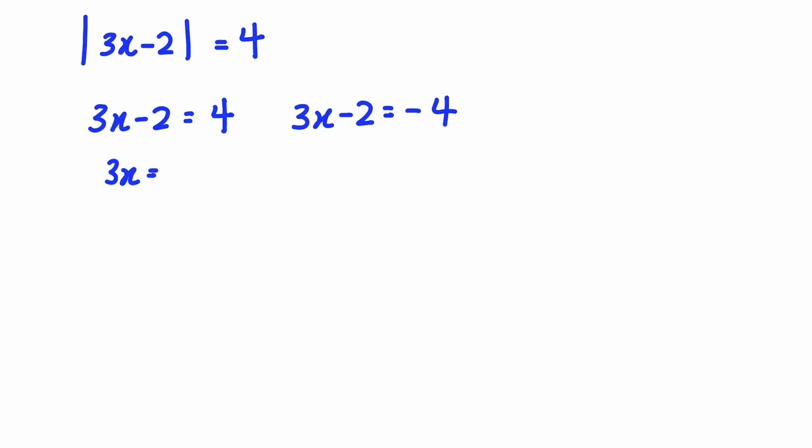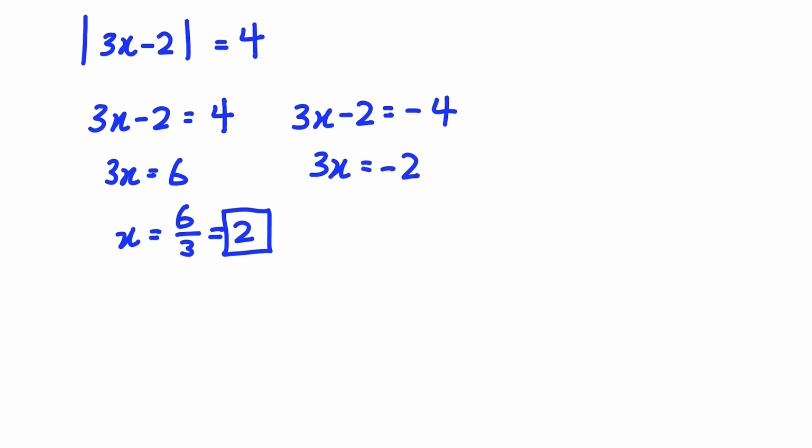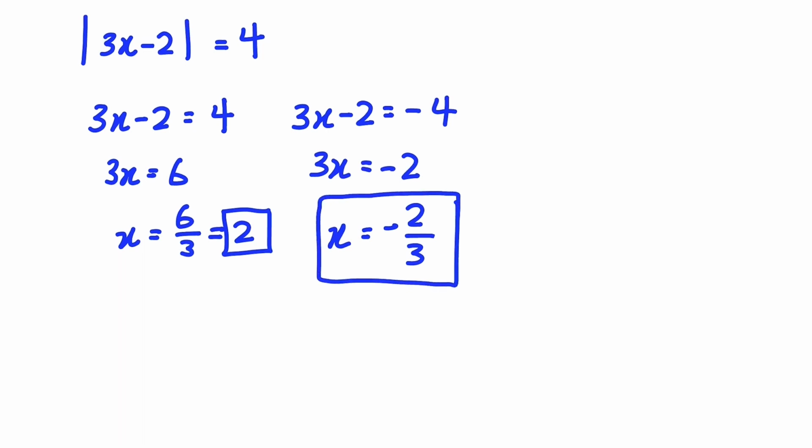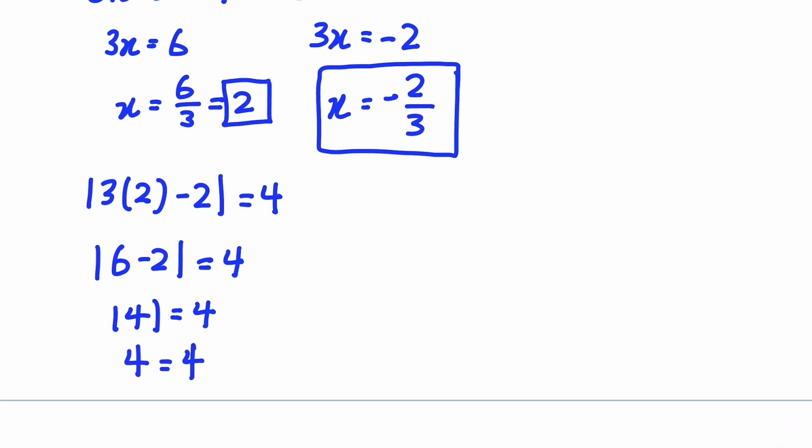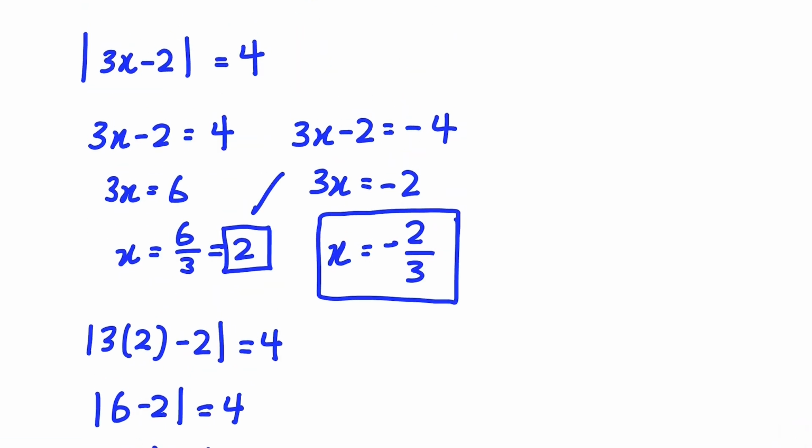So 3x will equal 6 and x will be 6 over 3, which is 2. So that is the first value of x, and 3x equal negative 2, so x equal negative 2 over 3. And we could verify that our values for x are correct by substituting the value of x in the original equation. So 3 times 2 minus 2 equal 4, so that we have 6 minus 2 equal 4, so we'll have modulus of 4 equal 4, which is indeed correct. So the value x equal 2 is verified to be correct.